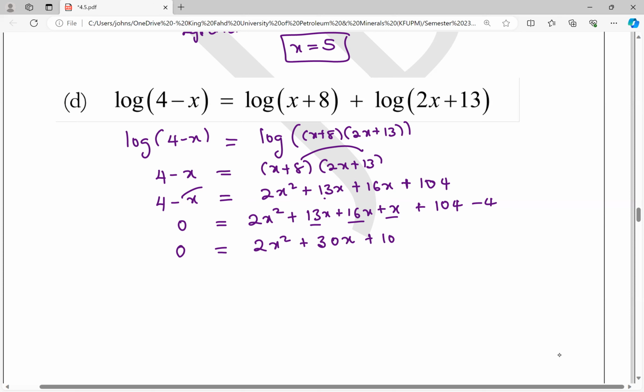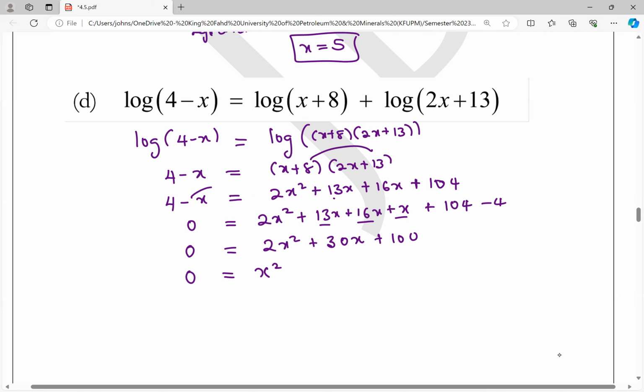100, right? So we can divide both sides by 2. So this is x squared plus 15x plus what? Plus 20. Oh no, not 20, 50, because we are dividing both sides by 2.